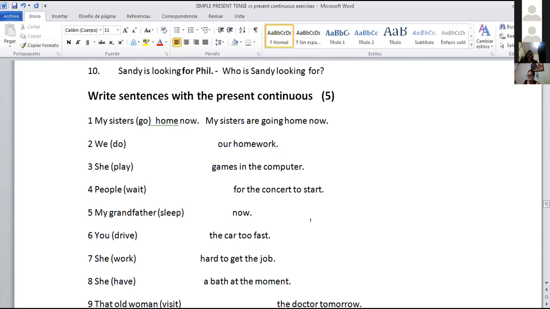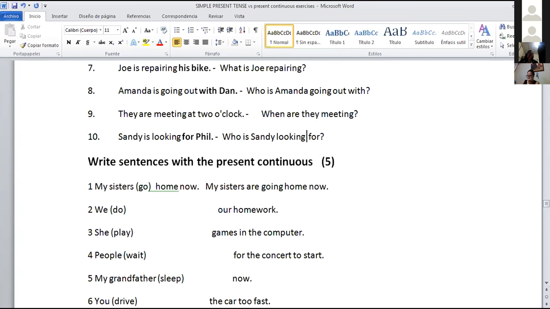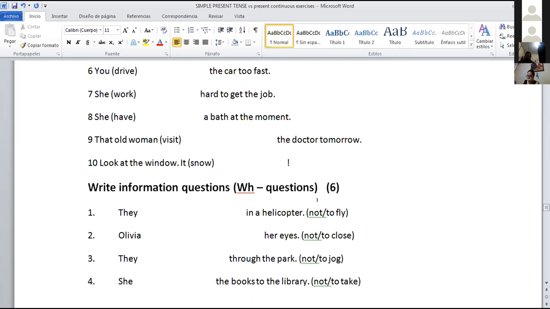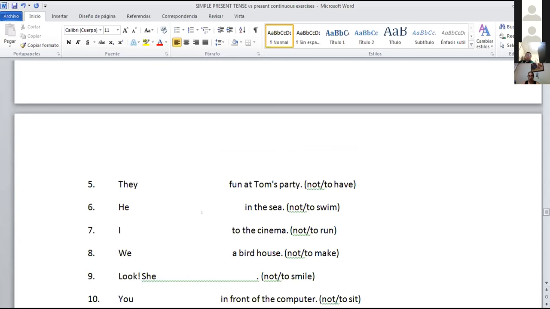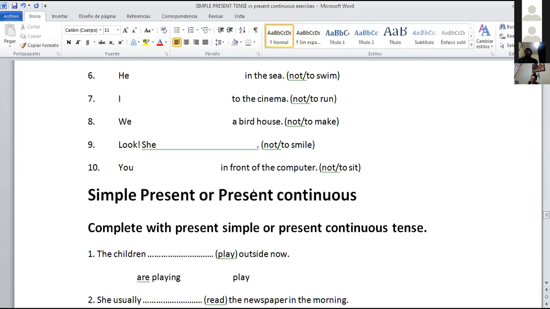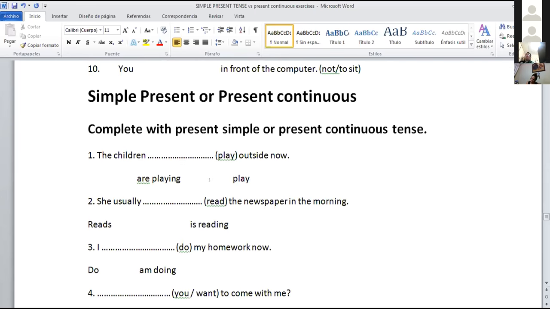Okay. Now, these are exercises. You see three exercises. Number 5. Write sentences with the present continuous. My sisters are going home now. Okay. My grandfather is sleeping now. Okay. And here, write information questions. No, here, write negatives. Okay. So they aren't flying a helicopter. They aren't flying in a helicopter. Make negatives.